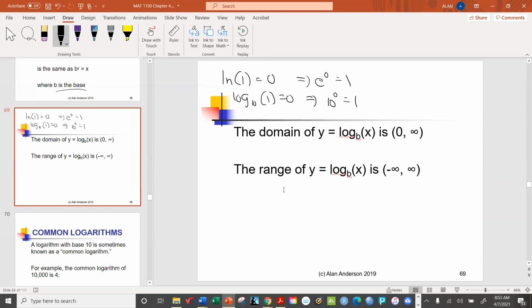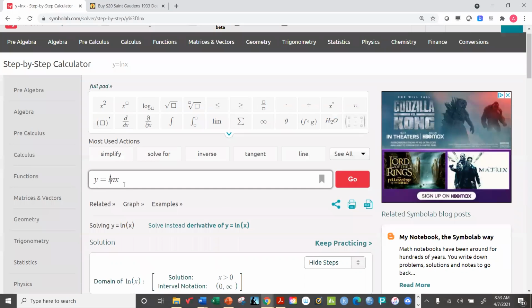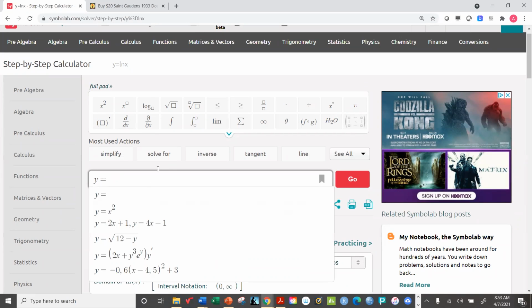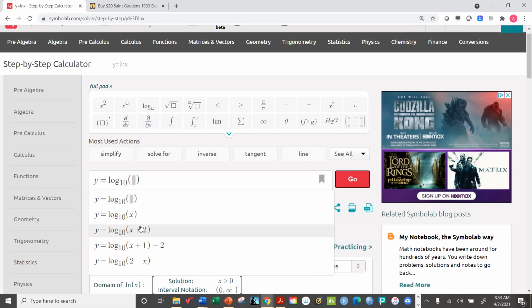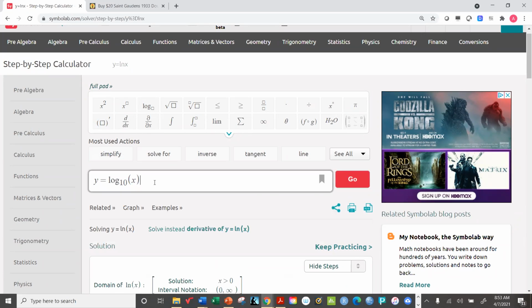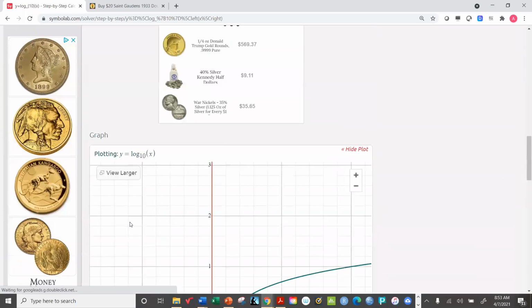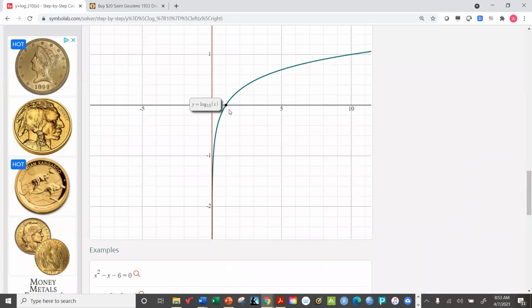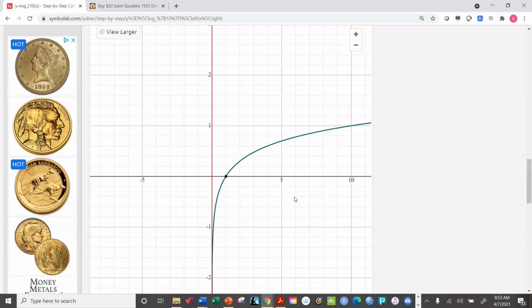Now let's try another one just to see how different it looks. Instead of ln x, let's try base 10. Let's see, here it is. I think you'll see that it looks very, very similar. I think you'd be hard pressed to see the difference. This is log base 10. The other one we just had a minute ago was the natural log. The basic shape is always the same.